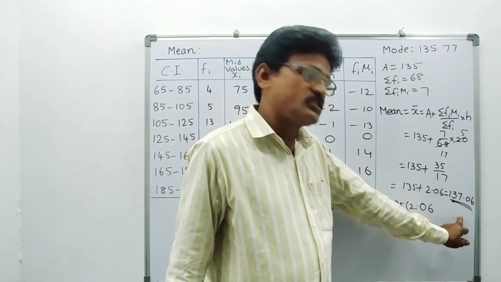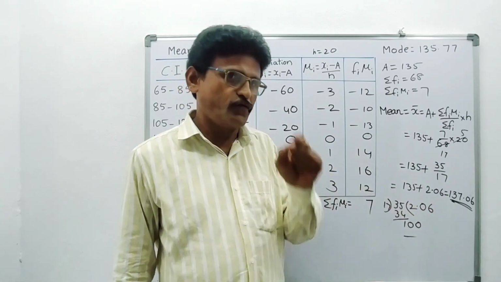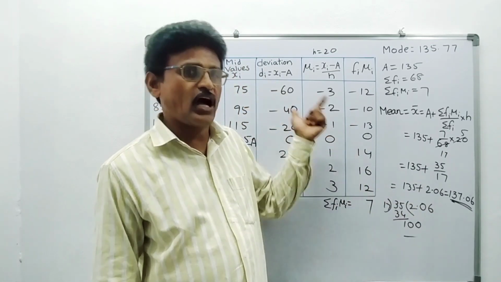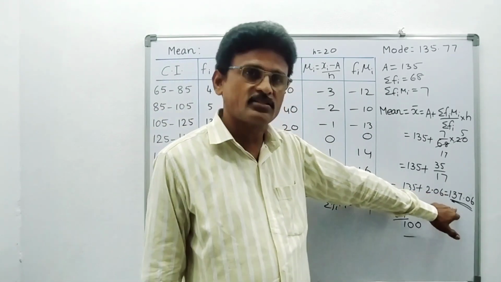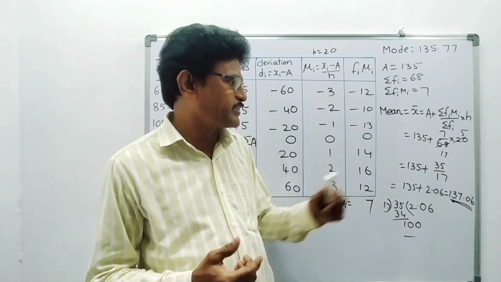So in the step deviation method I am getting 137.06. If you do it in the direct method or the assumed mean method, you will get the same answer. There is no difference in different methods. Okay. In all methods you will get the same answer.